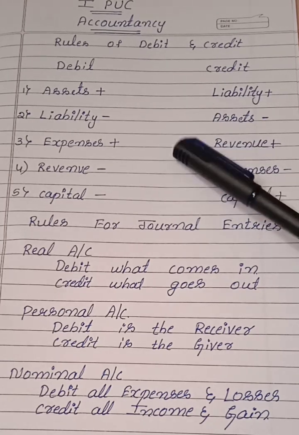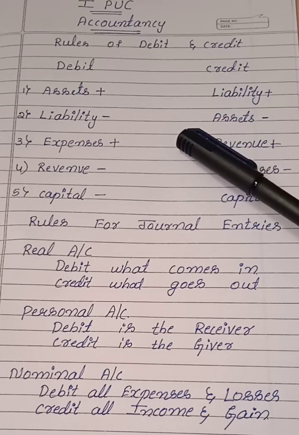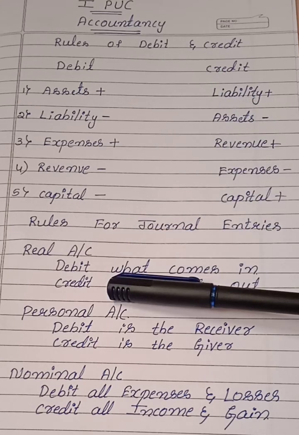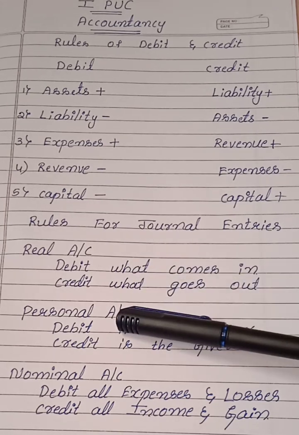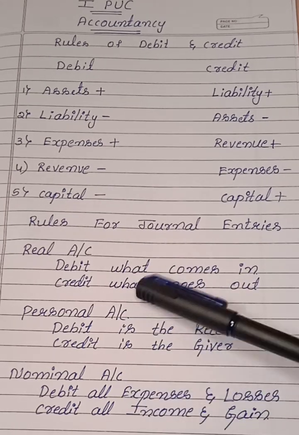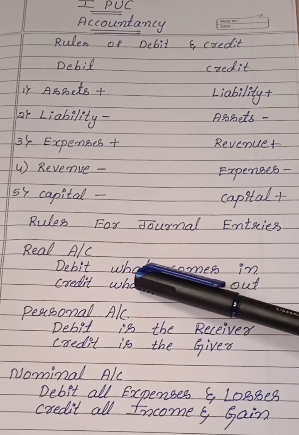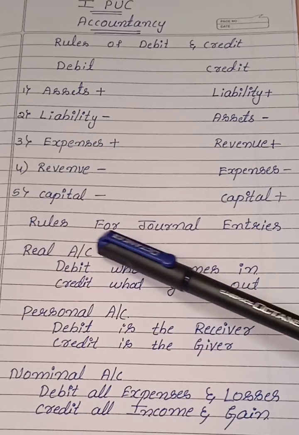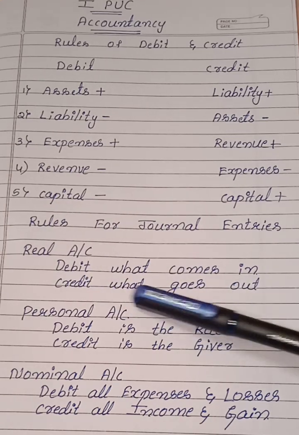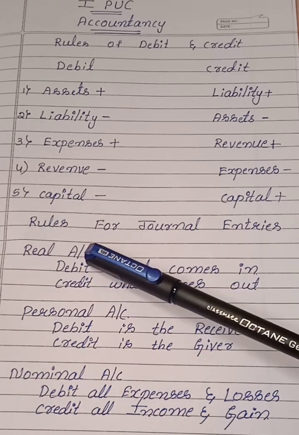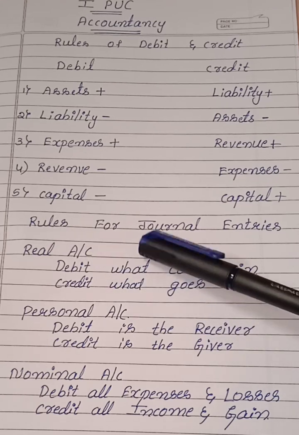You can use this rule for solving journal entries, or you can use the rules based on accounts. There are three accounts: real account, personal account and nominal account. So we have different rules for each account. For real account, we have debit what comes in, credit what goes out. Cash, for example, is a real account.